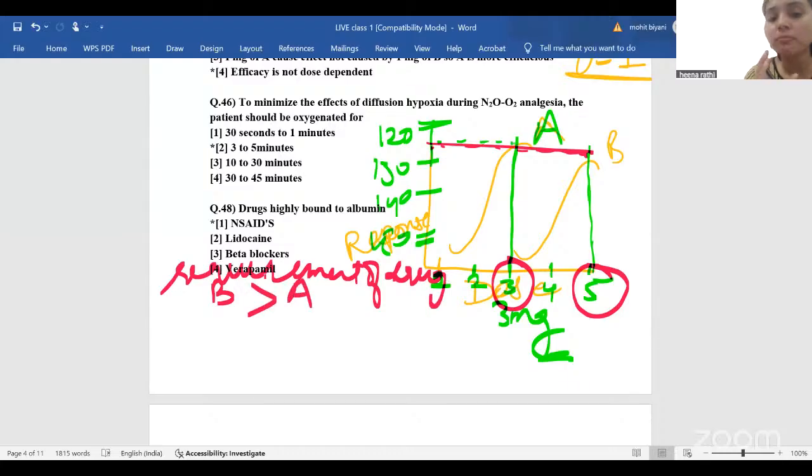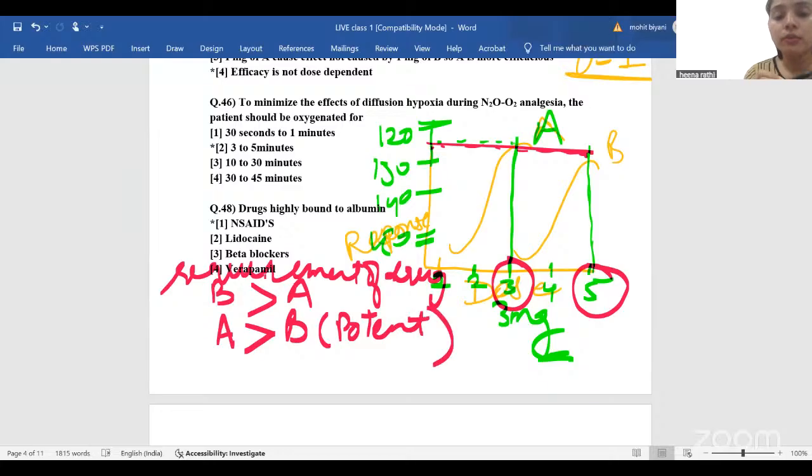Requirement of drug B is more than A. It means that drug B is less potent. What is potency of a drug? That amount of the drug required to produce an effect. So it means relatively drug A is more potent than drug B. Drug A is more potent than drug B.